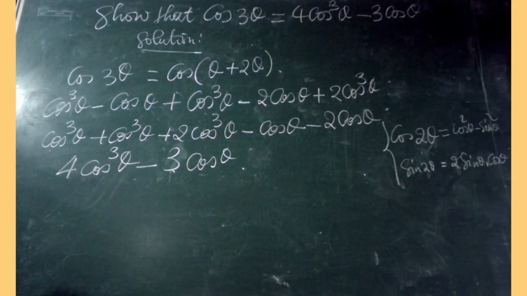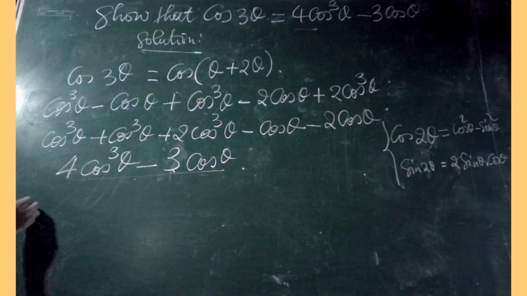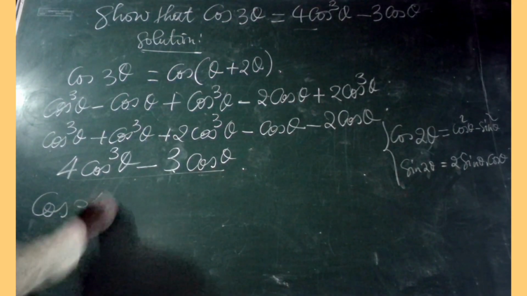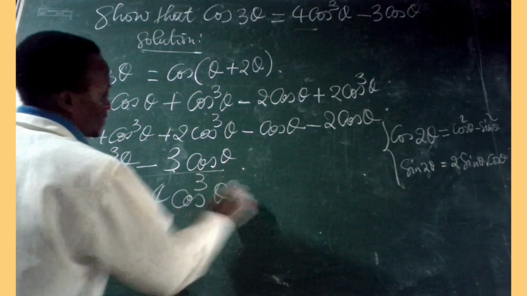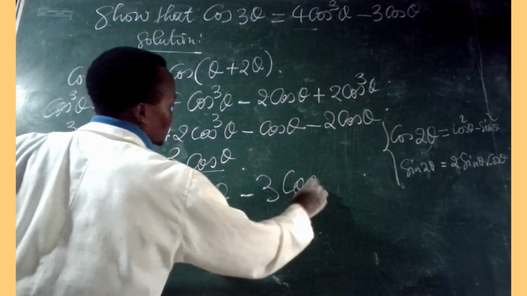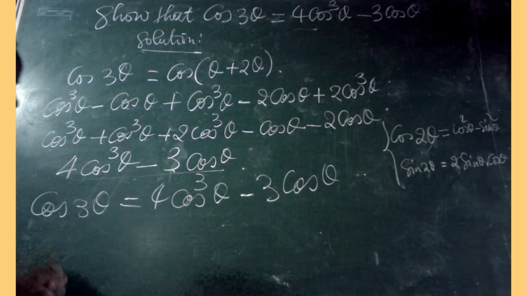Now, as you have seen, this one is similar to that one. This is how cosine of 3 theta is equal to 4 cosine power 3 theta minus 3 cosine theta. So this is how to prove trigonometric ratios.